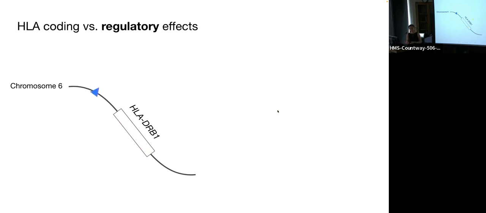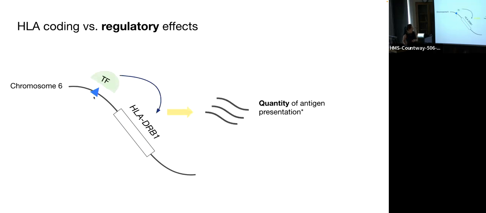And then one alternative hypothesis that's not mutually exclusive to the first is that there could be regulatory variation playing a role. So here, instead of the variations happening within the gene leading to coding changes, they could potentially be upstream of the gene in a promoter or maybe an enhancer that could lead to changes in how the gene is transcribed and regulated. So for example, maybe there's this blue SNP here that might affect the binding of a transcription factor. And depending on whether the transcription factor binds well or not, it could affect the quantity of antigen presentation by changing the levels of HLA-DRB1 transcription.